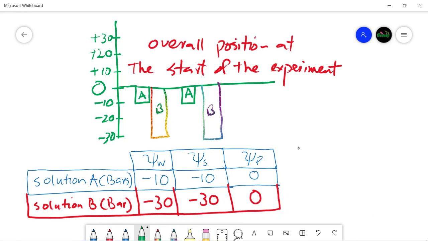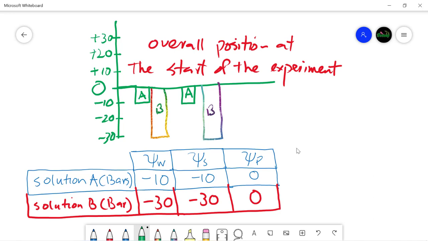Pressure will build up only when water enters solution B. So the pressure potential at the start of the experiment is 0, and obviously it has not been represented in the graph because its value is 0. We cannot show it because 0 is along the x-axis, so we cannot represent it.